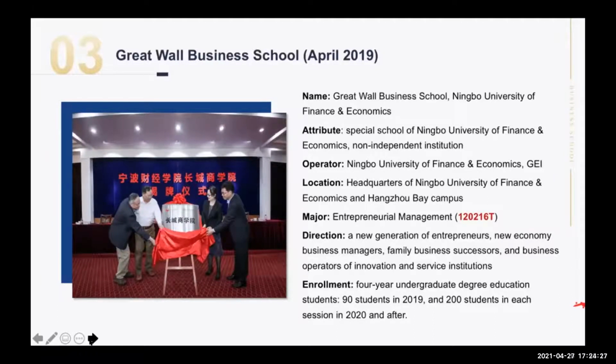So the location, currently speaking, this business school is running in two campuses of Ningbo University of Finance and Economics. One is the headquarters and another one is Hangzhou Bay campus. The major, as mentioned, is entrepreneurial management, which is also the first in China to offer this major.